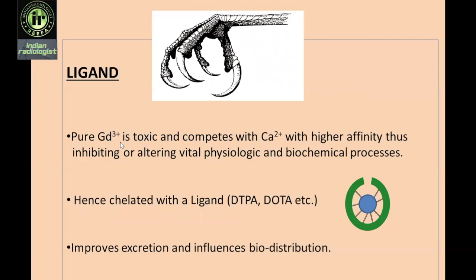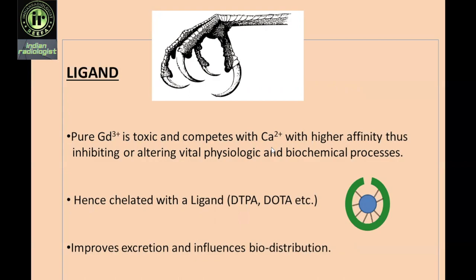Pure gadolinium, if you inject, is highly toxic. One of the reasons being, the atomic diameter is almost similar to that of the calcium ion. Calcium ion, we know, is a vital component of the human physiological processes. Calcium is utilized in the cell membranes, in muscle contractility, and so many other sites. Gadolinium having the same diameter as calcium kind of cheats the cells and it competes with calcium and replaces it where the calcium is supposed to be. So this is called competitive inhibition.